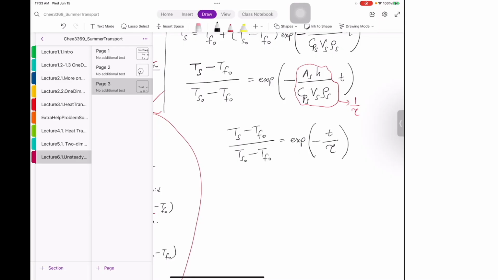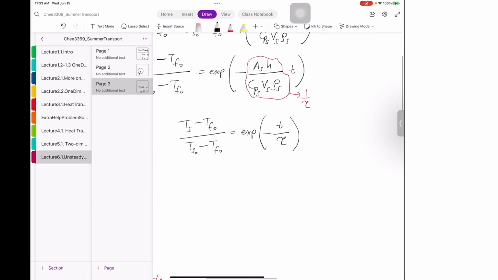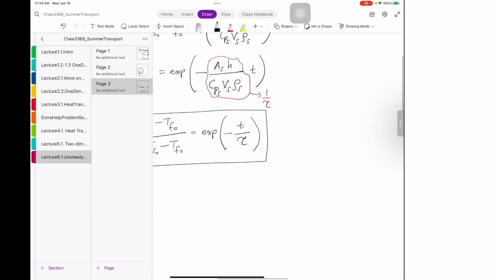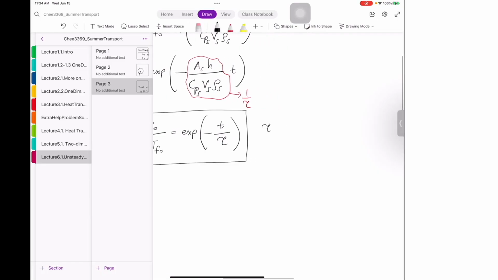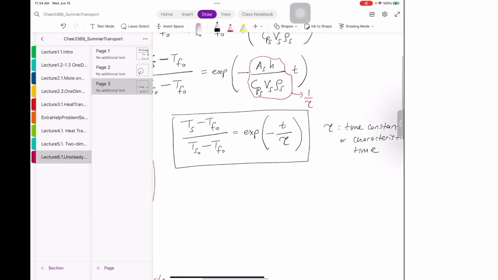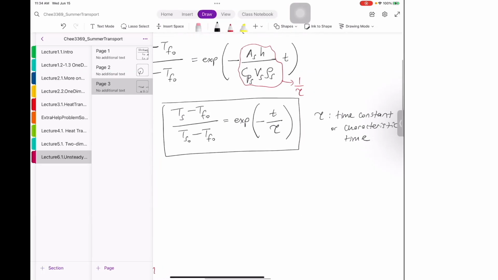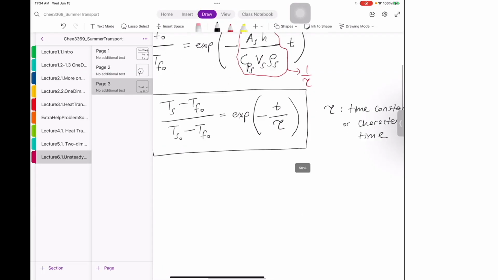So tau is a positive number, a time constant or a characteristic time. Tau is called time constant or characteristic time, or it has another meaning. But first, let's have a look at this formula.